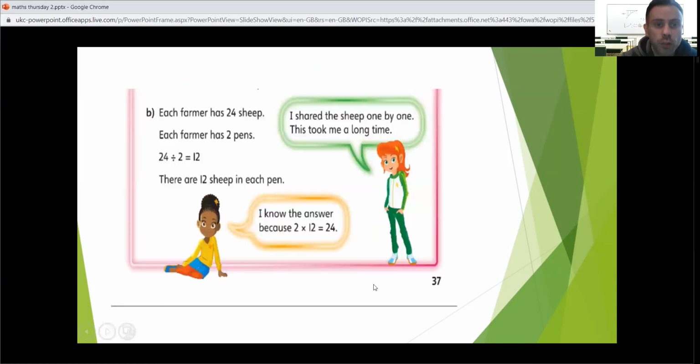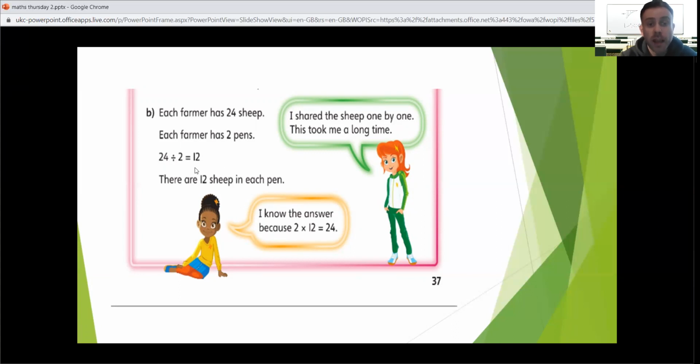1B. Hopefully you had a go at this one as well. Each farmer's got 24 sheep. Each farmer has 2 pens. So what they've done is they've divided the farmer's sheep, which was 24, between their 2 pens. So 24 divided by 2 is 12. Maybe you did that yourselves in your brain. Brilliant if you did. If you weren't sure, you could do it the same way we did the last one.